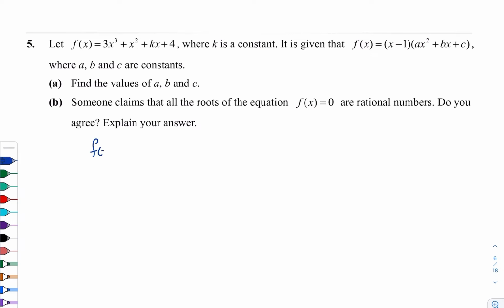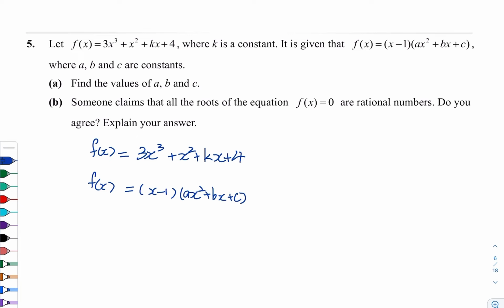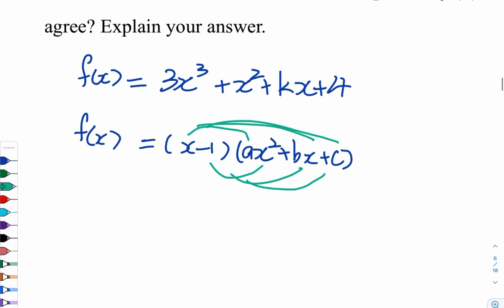So f(x), the first thing I get is 3x cubed plus x squared plus kx plus 4. And then from the other side I also get that it's x minus 1 times ax squared plus bx plus c. Both of them are the same thing because it is still f(x). Now one way is that you can do long division by this thing, but then when I do long division, this is also unknown. So it's not a good method. So what other way is that I will have to open up, rainbow method. And then we will compare their coefficients.